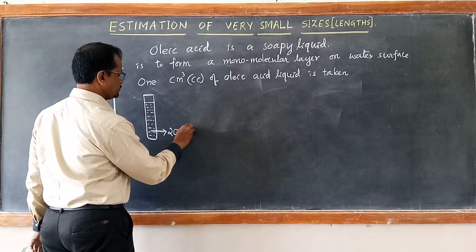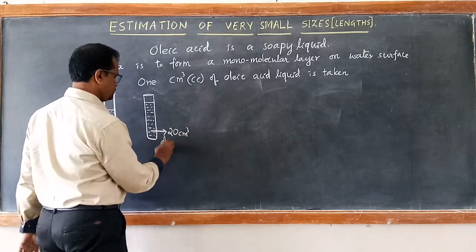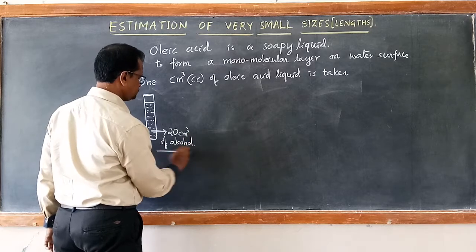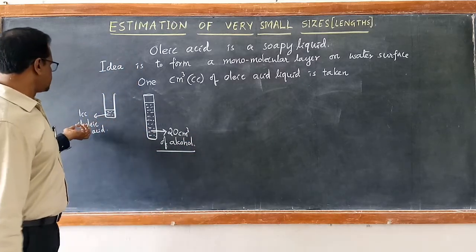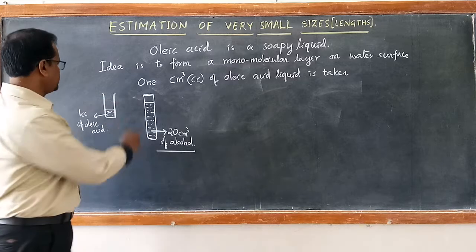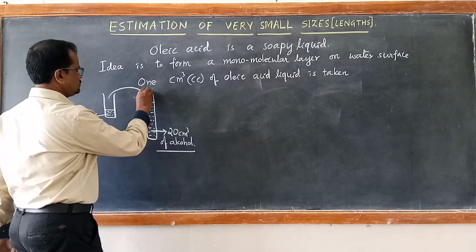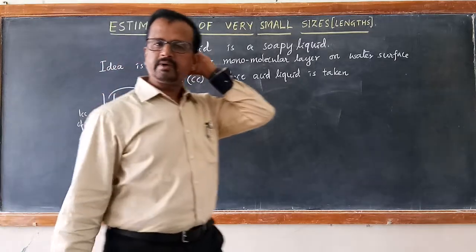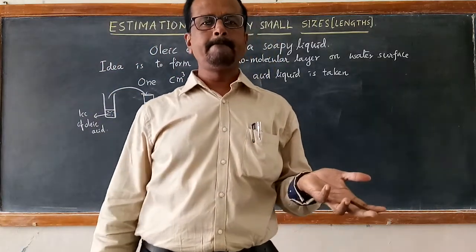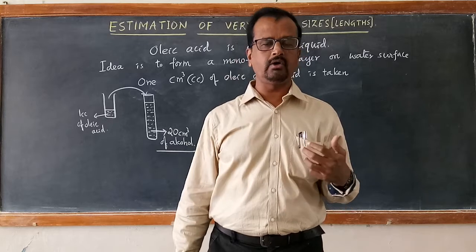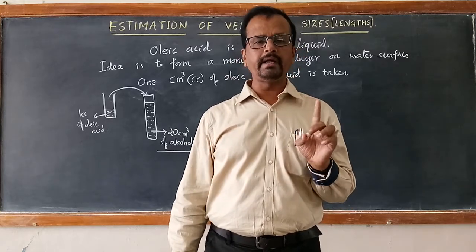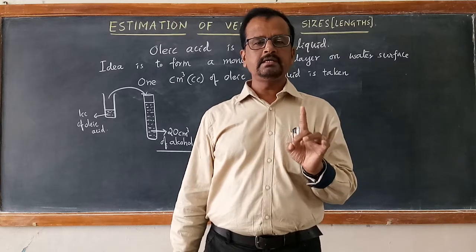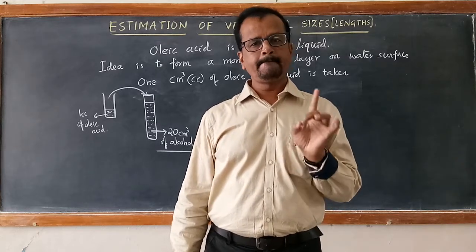20 centimeter cube, that is 20 cc of alcohol. So 1 cc of oleic acid is added in the 20 cc of alcohol. Now you can say what is the concentration of oleic acid per centimeter cube of alcohol. That is 1 by 20 centimeter cube is the concentration of oleic acid per alcohol.